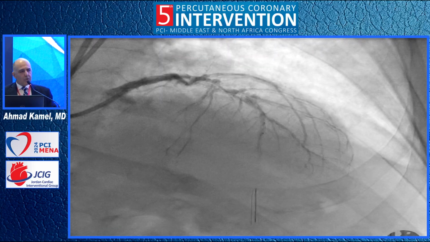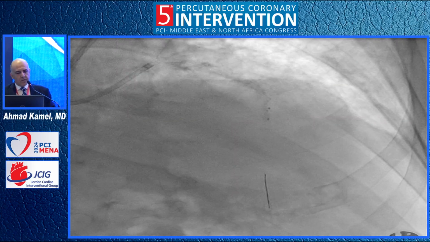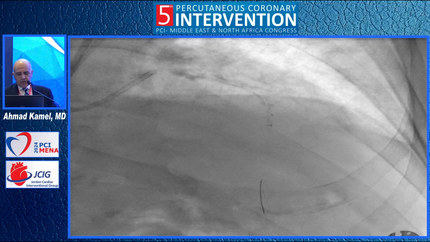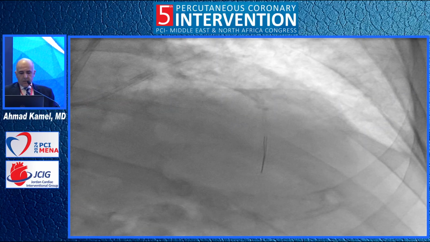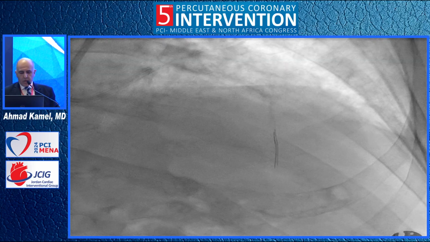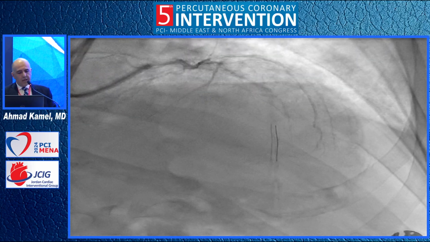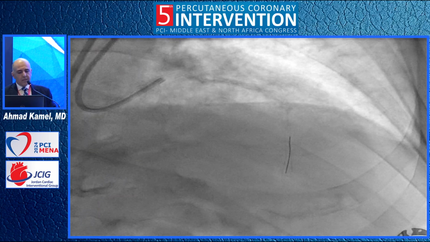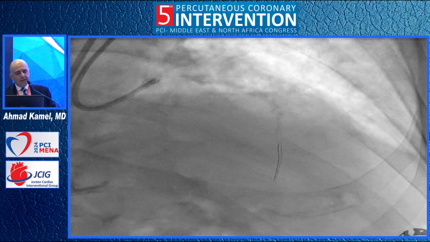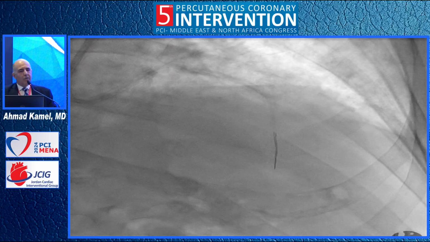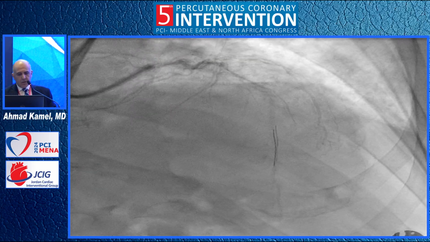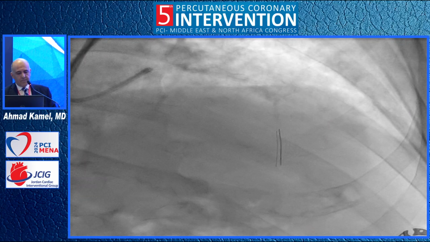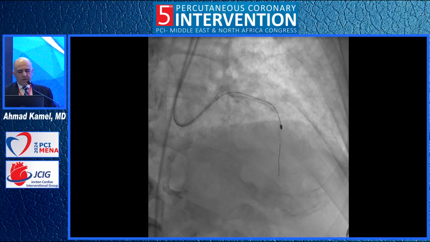So this is what we did. We wired the LAD with a workhorse wire, and this is an over-the-wire balloon 2.0 in order to exchange for the rota wire. So this is the rota wire, and we started rotational atherectomy with a 1.5 burr, many runs. Actually, we were planning to ablate the whole LAD from proximal to the mid part, multiple runs of ablation, as you can see.